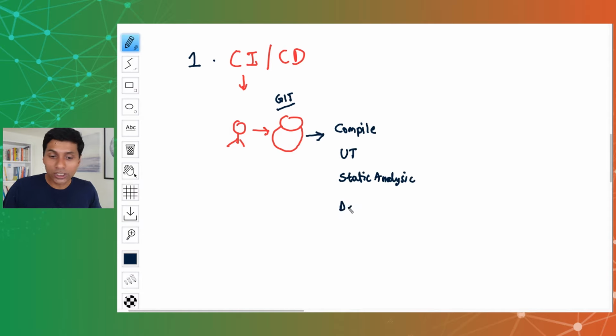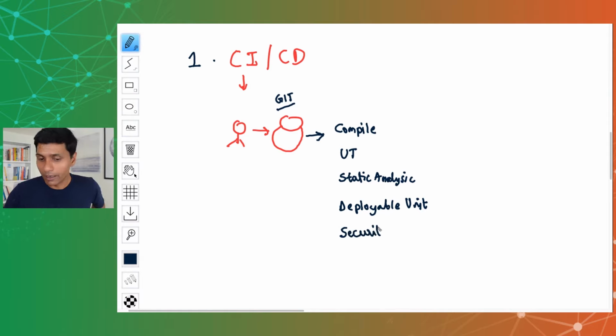And you want to see if you are able to build a deployable unit. If your end goal is to create a Docker image, you want to create a Docker image and see if you are able to create it properly. If you want to do security tests, let's say you have any static security analysis that you want to perform, you would want to do that as soon as a piece of code is committed. So these are all the things that you would want to do as part of your continuous integration cycle.